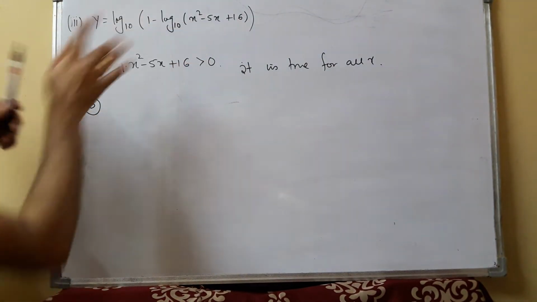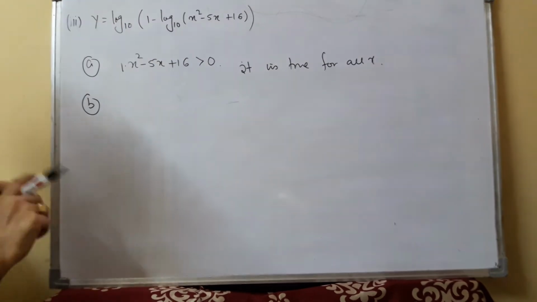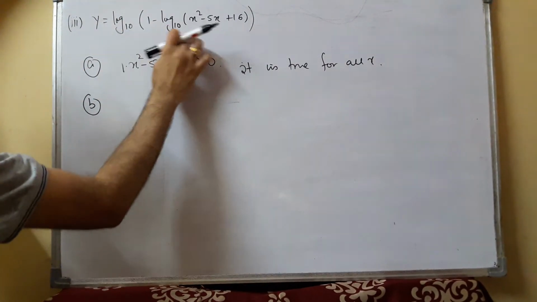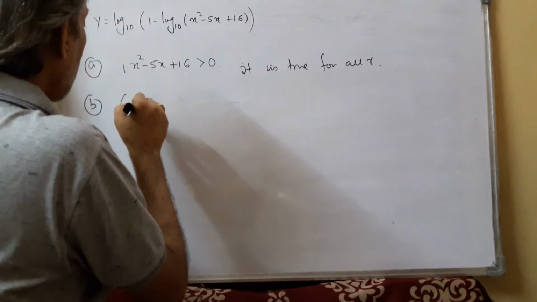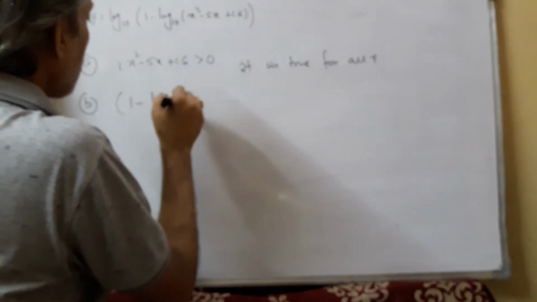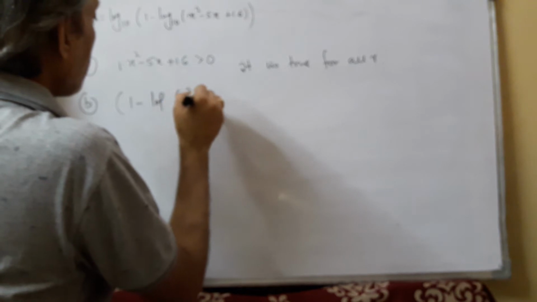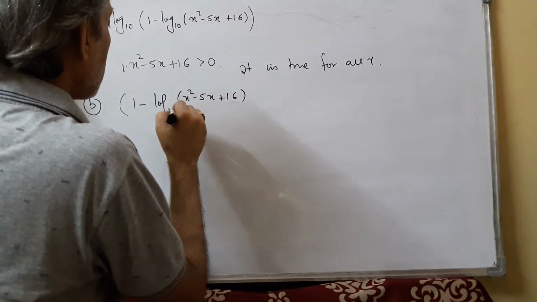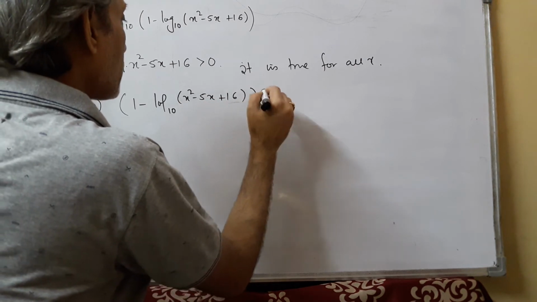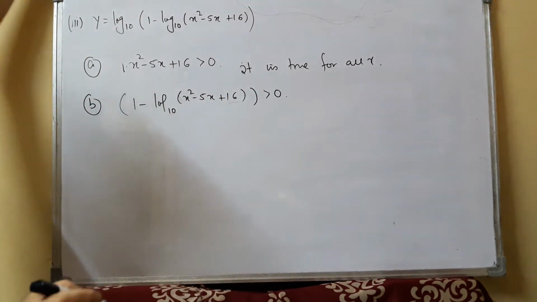Now come to this part, this log. Now we need to define this. Here b is 10, more than 0, so it is already defined. Now this thing, 1 minus log of x square minus 5x plus 16 to the base 10, this whole thing should be more than 0.